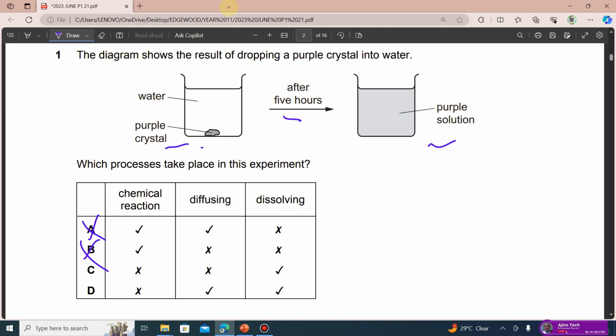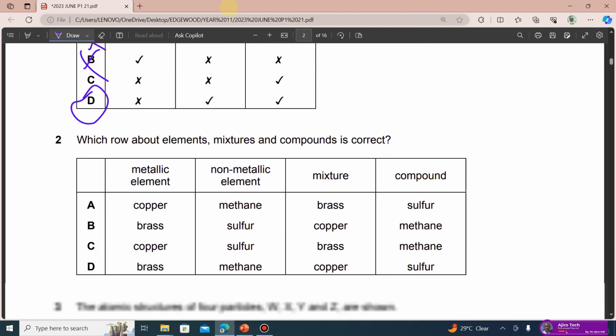Now, for the purple color to move all the way from the bottom of this solution up to the top, that process is simply called diffusion. So the color diffused from one region to another region, and that is what makes option D the correct answer. All right, so that is how to adopt the concept of elimination to save time.